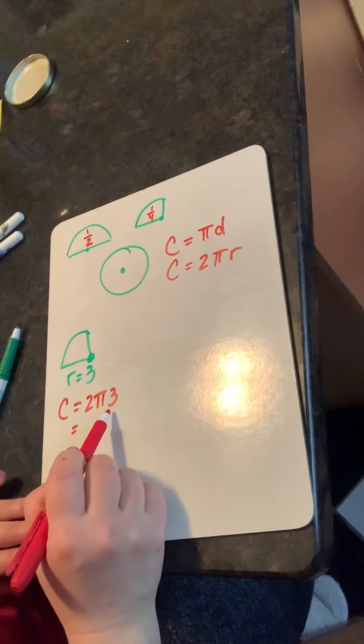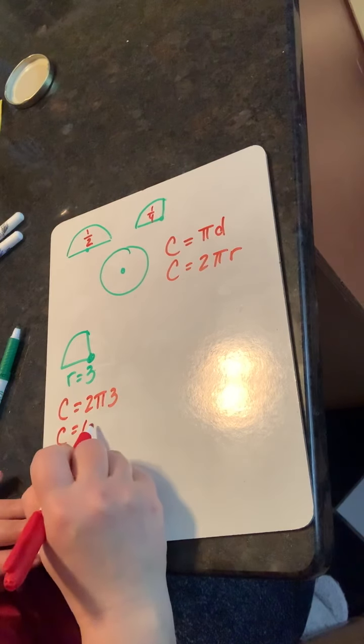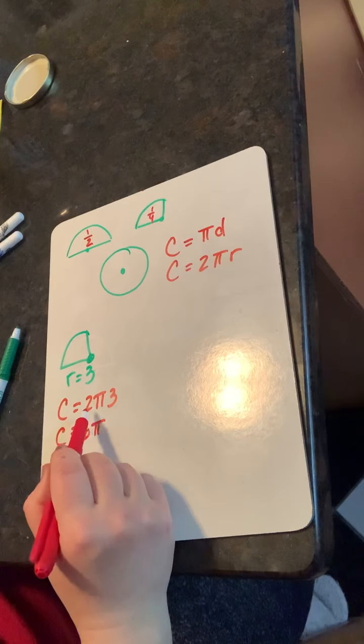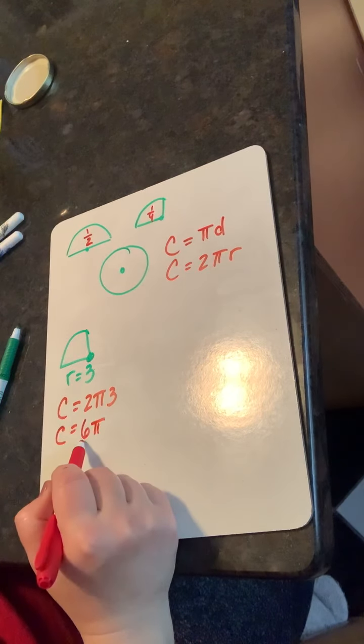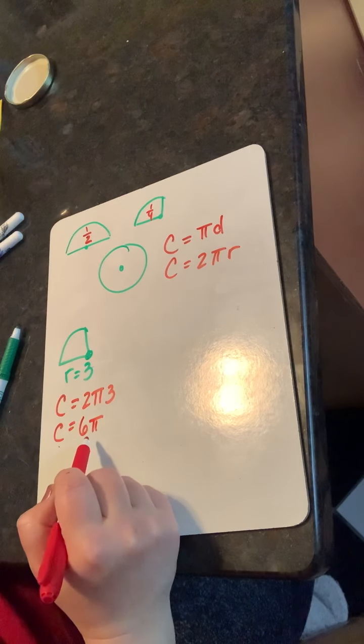I can multiply in any order, so 2 times 3 is 6. Circumference equals 6 pi.